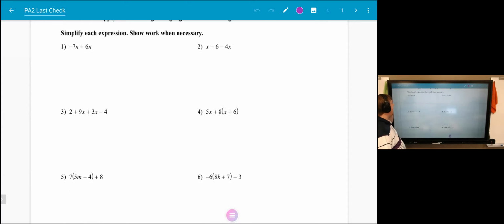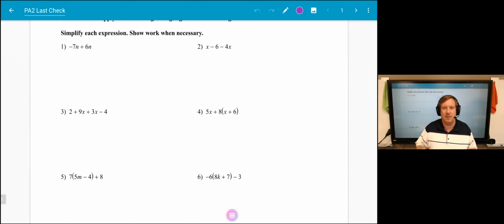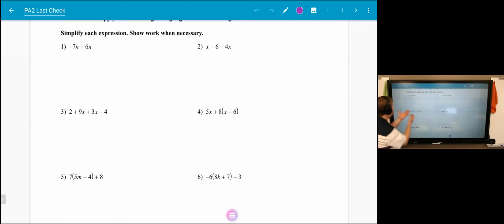Well, in this case, I've got a negative 7n and plus 6n. They both have the same variable, n. They both have the same exponent, just to the first when you don't see an exponent on the variable. That just means 1. So they're both the same thing. We can combine these two. I ended up with negative 1n or negative n. It doesn't matter, whichever way you want to approach this.